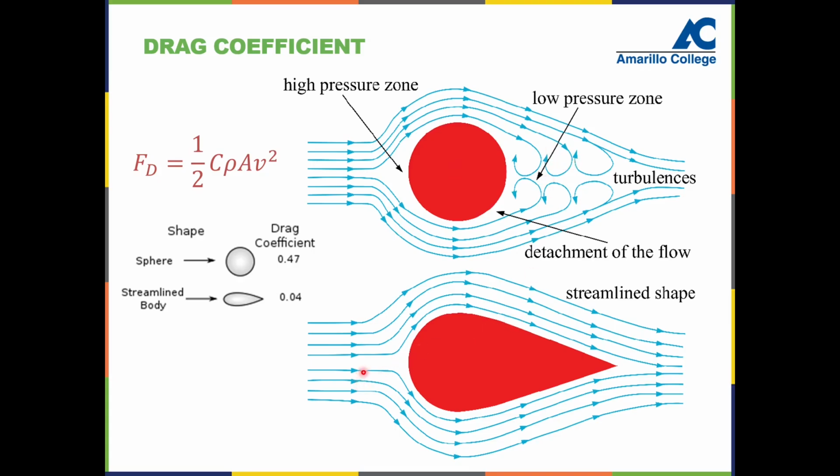Now, for a streamlined body, in the direction of this flow, we have this nice long tapered shape. What that does is keep the flow from detaching. It keeps the flow from forming these turbulent eddies, these low pressure zones behind the shape, and it greatly reduces the drag. So this is an example of what engineers are looking at when they're trying to design a shape that has a low drag coefficient.